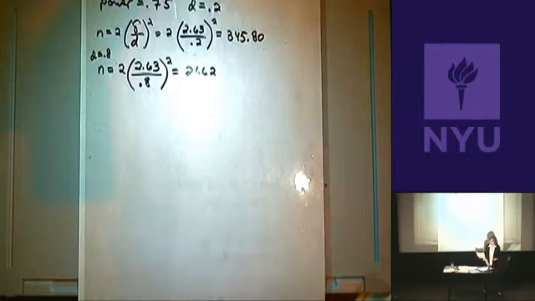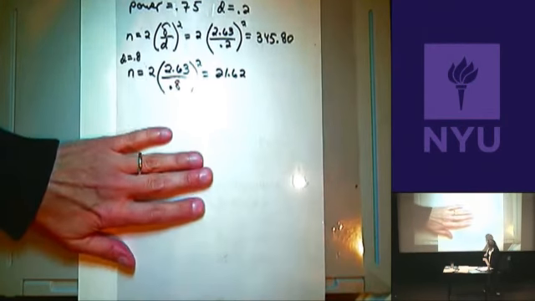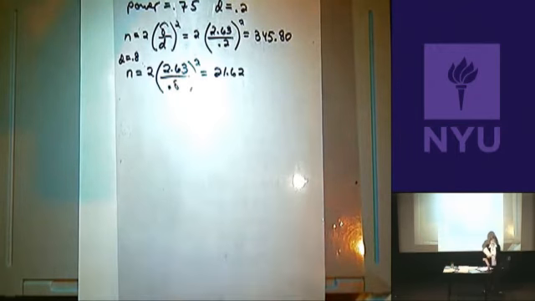Yeah? What's the second answer? Oh, 21.62. Or 22 people. Okay?